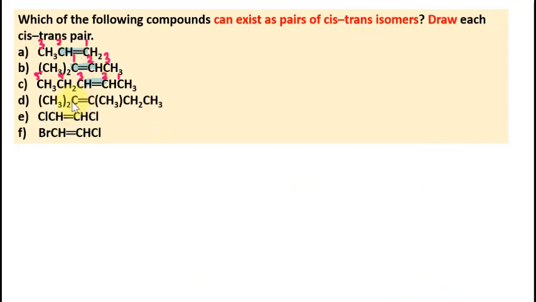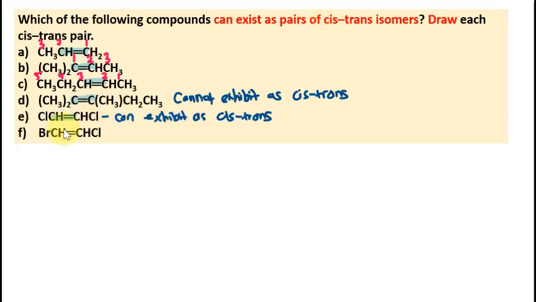Compound D has a carbon-carbon restricted rotation, but since this carbon has two methyl groups attached to it, the same thing, this compound cannot exhibit cis-trans. For compound E, we have carbon-carbon restricted rotation, and at this carbon we have hydrogen and chlorine, two different atoms. The next carbon also has hydrogen and chlorine, so yes, it can exhibit cis-trans.